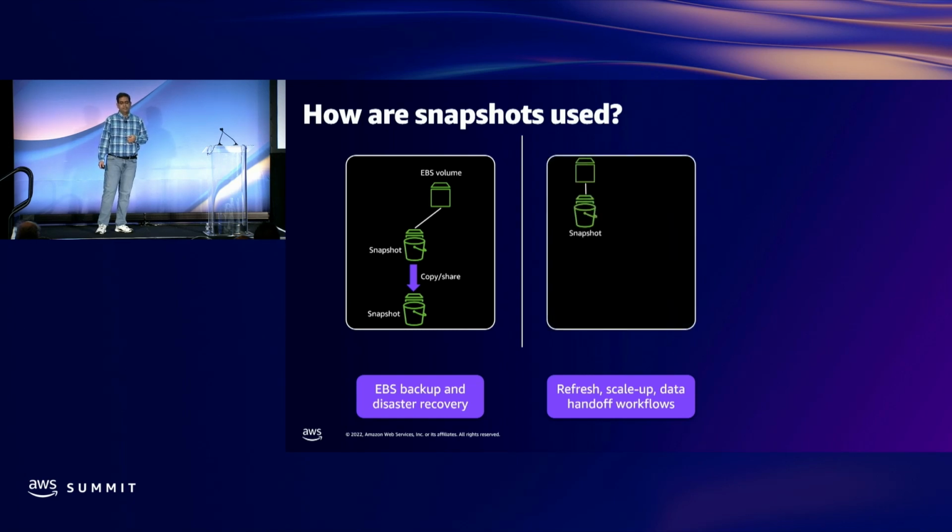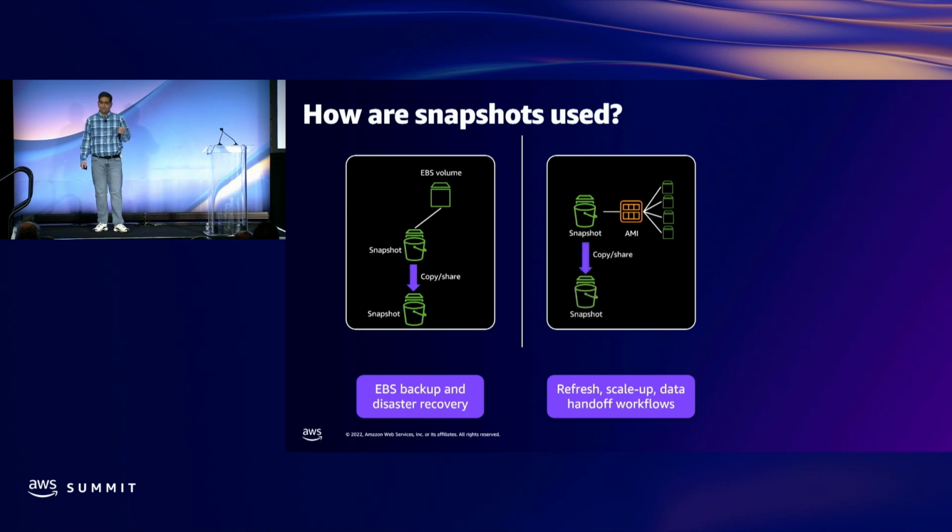The second use case is a refresh, scale-up, or data handoff workflow. What do we mean by that? Imagine a volume that has data that gets updated, think of trading workflows. At the end of the day, the previous volume is deleted. From that snapshot, you create an Amazon Machine Image, or AMI, and then use that AMI to create other instances. Same thing, you can take that snapshot, share it across accounts, and go from one account to another as another way to get more access to that data.